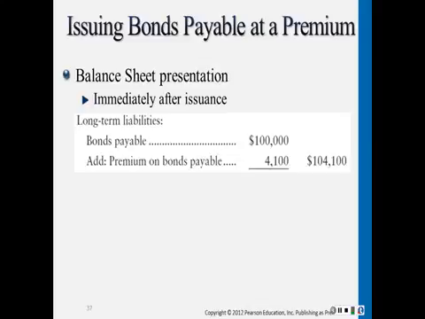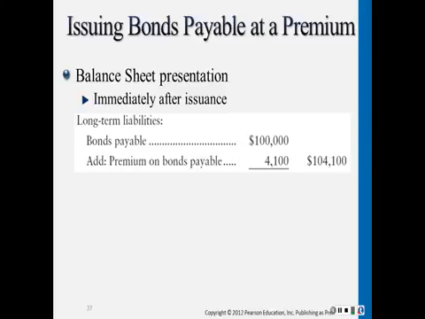The 1% difference between the bonds' 9% stated interest rate and the 8% market rate creates the $4,100 premium. That's $104,100 minus $100,000, which is the face value. The company borrows $104,100, but must pay back only $100,000 at maturity.